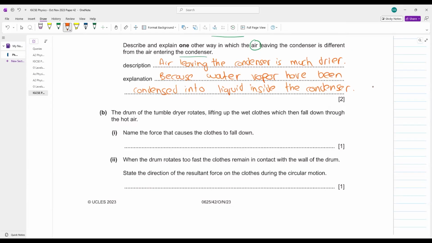The drum of the tumble dryer rotates, lifting up the wet clothes, which then fall through the hot air. State the force that causes the clothes to fall down.